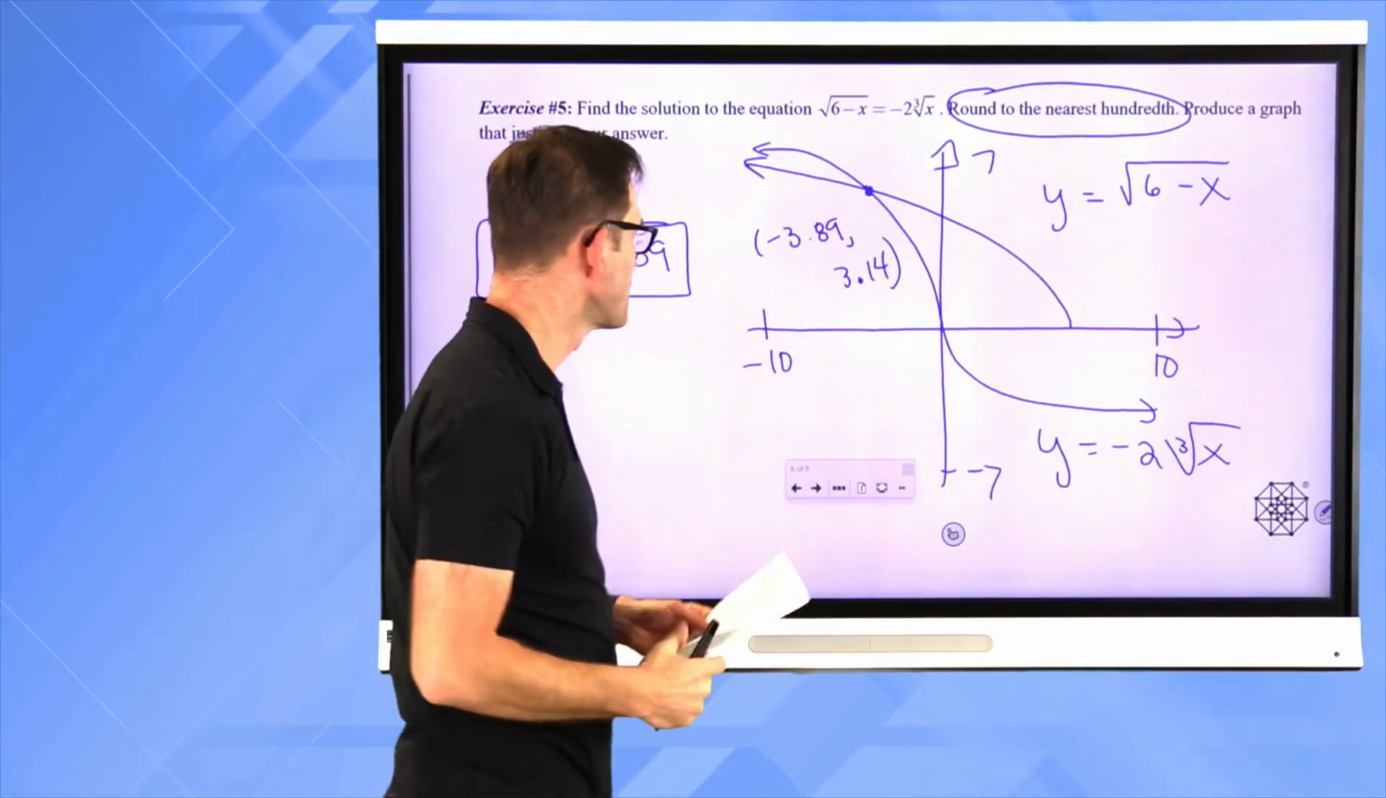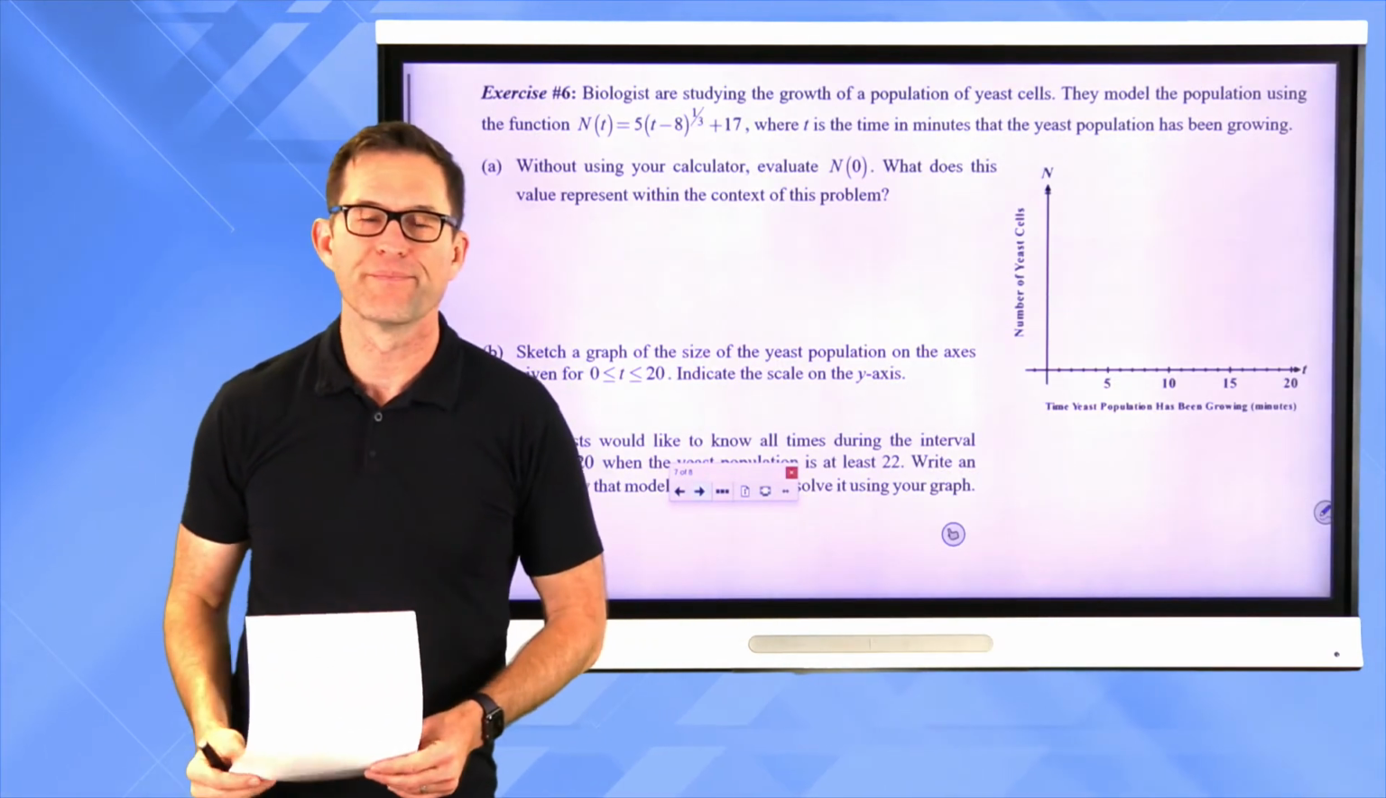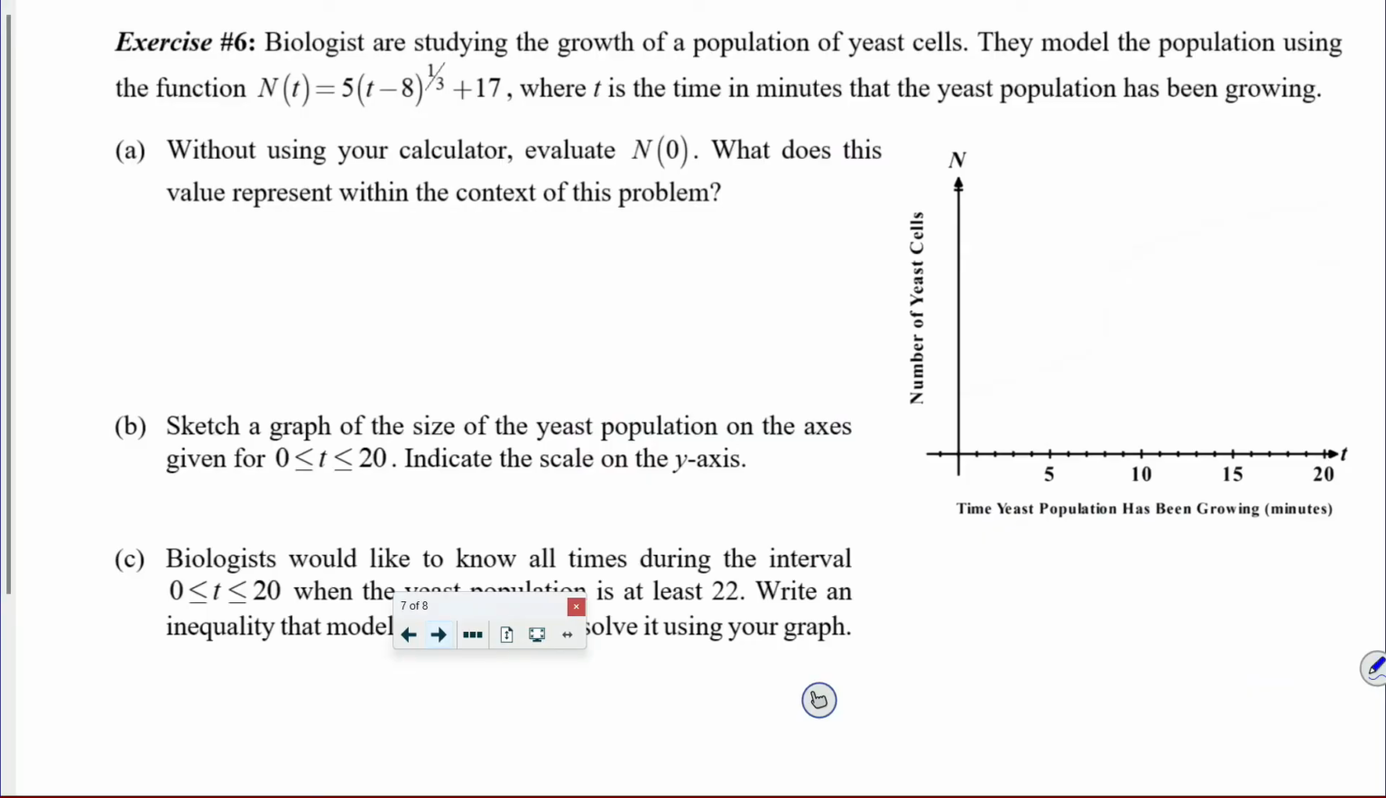Let's go into view full screen, and let's do one more problem. Exercise number 6. Biologists are studying the growth of a population of yeast cells. They model the population using the function n of t equals 5 times the expression t minus 8 to the 1/3 plus 17, where t is the time in minutes since the yeast population has been growing.